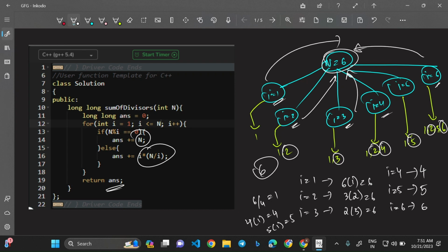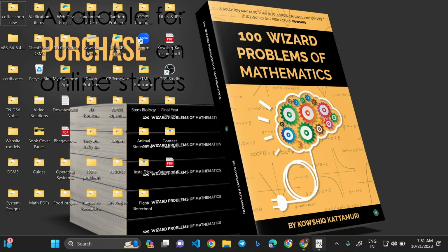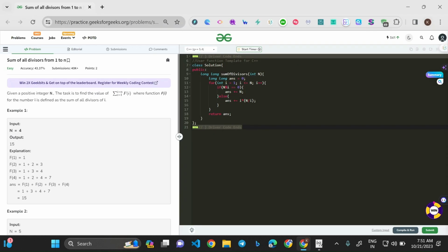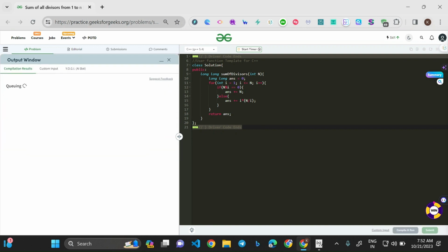That's it. So I hope you people understood the logic behind this problem. It's pretty simple. It's just a simple observation. All right. And for your reference, we'll even submit the code and check. It's being submitted, I guess. Yes. And let's wait for the evaluation to be done.